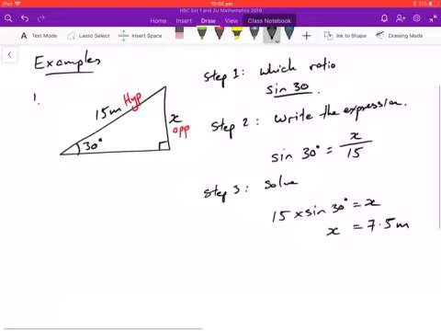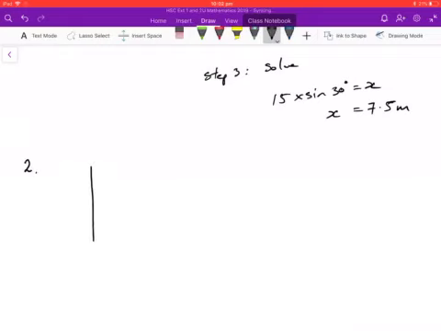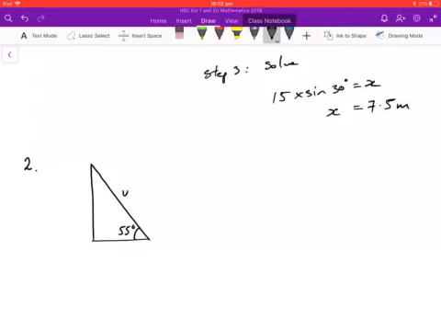All right, let's do another one. Number 2. Let's say we've got a triangle that looks something like this. And I have an angle in here of 55 degrees. And I want to know what the hypotenuse is, y. And I have this side down here, which is 10 centimeters.